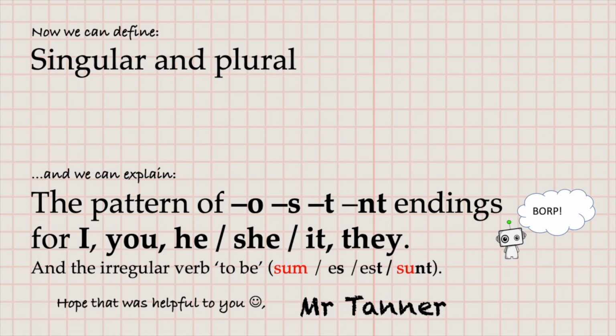Okay, so after today's lesson we can now define singular and plural, remembering that singular is one of something and plural is lots of them. Remember the little robots in a field. And we can explain the pattern of O, S, T and now NT endings for I, you, he, she, or it, and they. And don't forget sum, es, est and sunt, meaning they are.